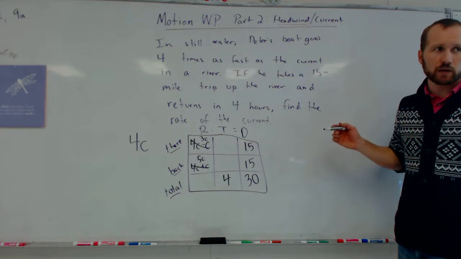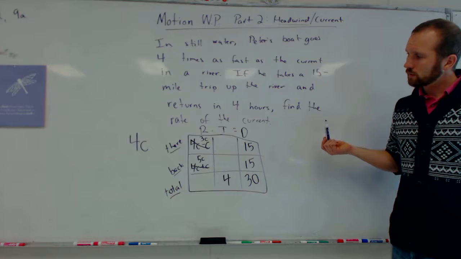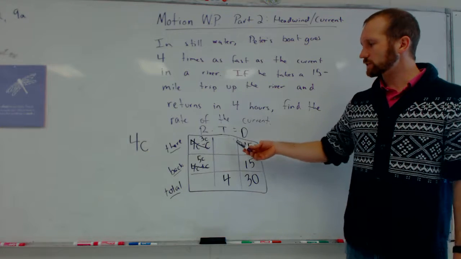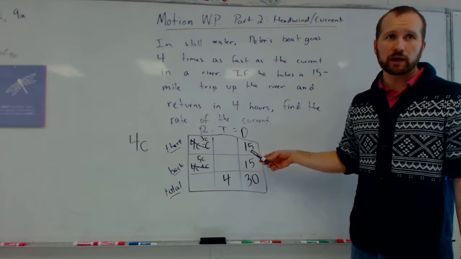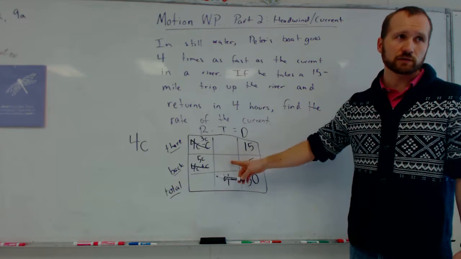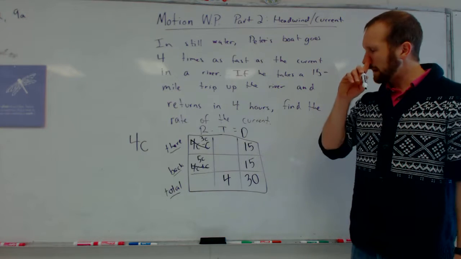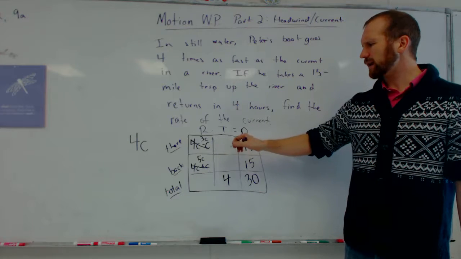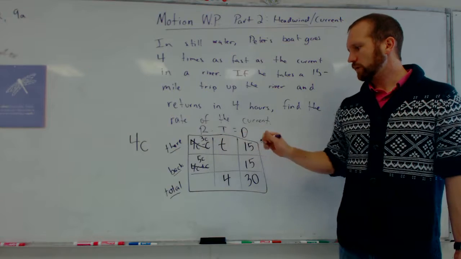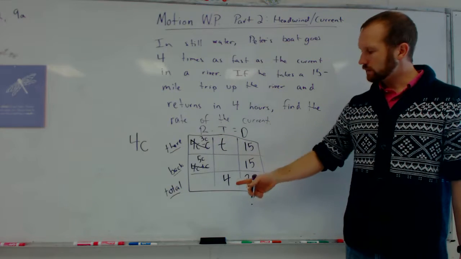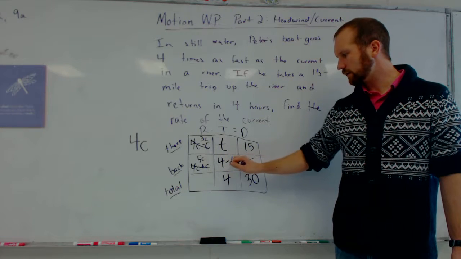So the tricky thing about this problem is that we're going to end up with two variables. We can't assume that it took him 2 hours to go upriver and 2 hours to go downriver. In fact, we know that going downriver is going to be faster, right? So we're going to end up having another variable. It doesn't matter how we do this, but let's say it takes him t hours to go up the river. To come down the river, it's going to take him 4 minus t hours.